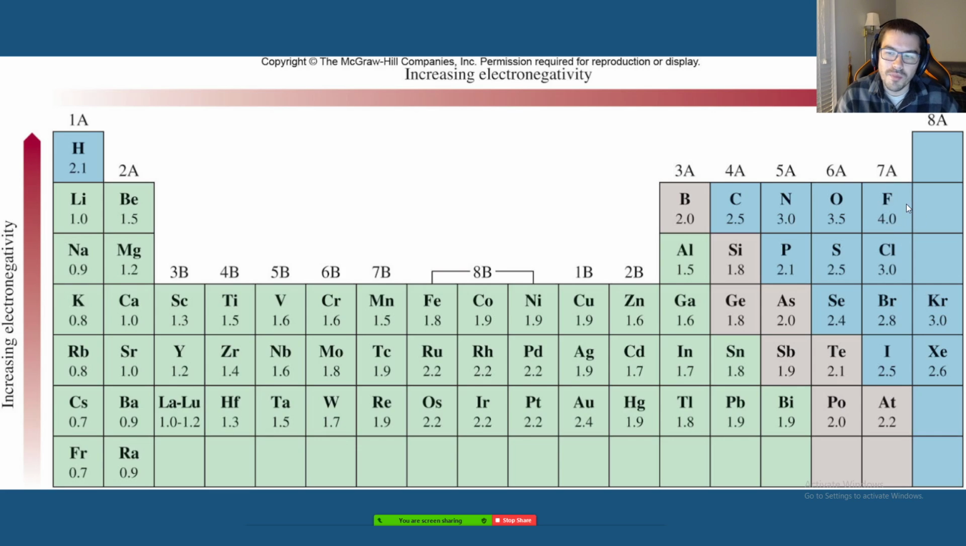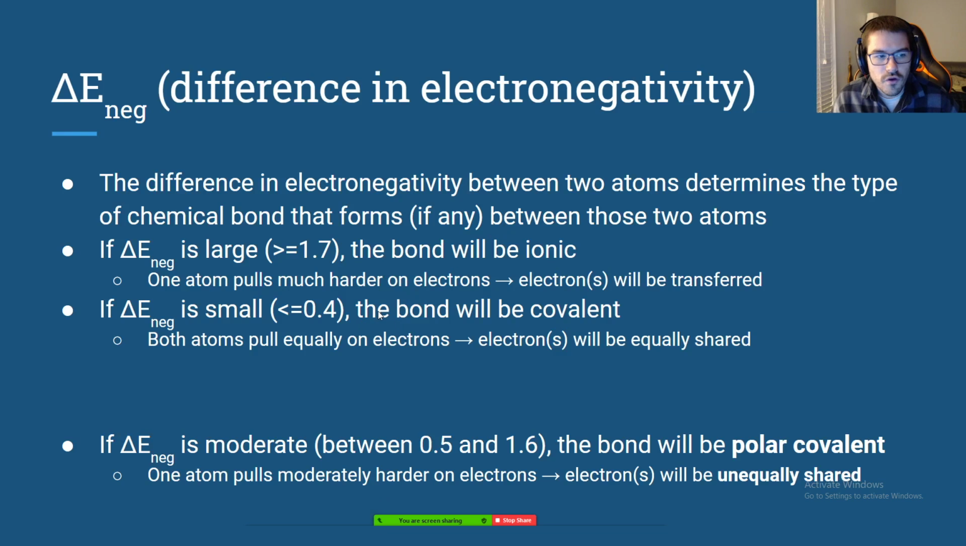The element in the opposite corner, all the way to the left and all the way to the bottom, francium, has the lowest, or tied for the lowest, electronegativity value. Those are the trends. As you go from left to right, electronegativity gets bigger, and as you go from top to bottom, it gets smaller, or bottom to top, it gets bigger. All right, so why does this matter?